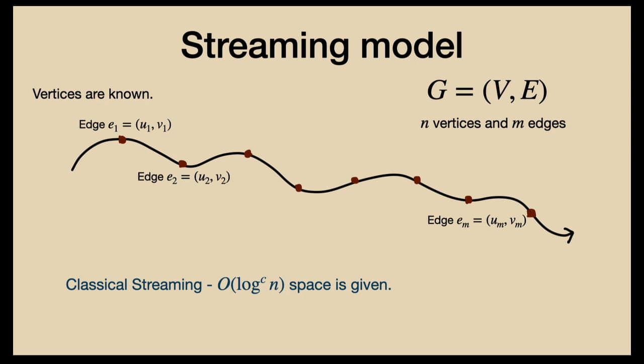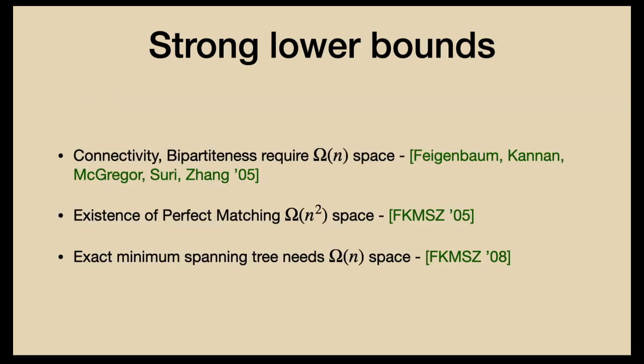In this model, even for very simple problems like connectivity and bipartiteness, even if you want to check if a graph is connected or if it's bipartite, you're going to need omega of n space. This was proved all the way in 2005 by Feigenbaum, Kannan, McGregor, Suri, and Zhang. And these are not the only problems. Even for a lot of other problems, you know very strong lower bounds. So algorithmically, this is very hard. Processing a graph in this polylog space is hard. So the next step for us is going to be to relax the model a little bit. That's what I'm going to talk about now.